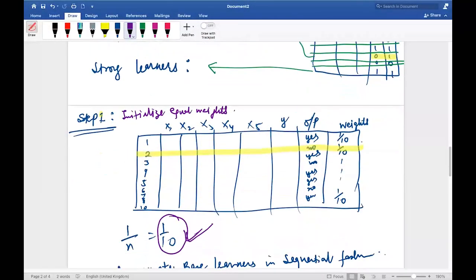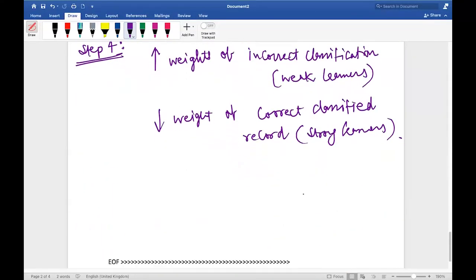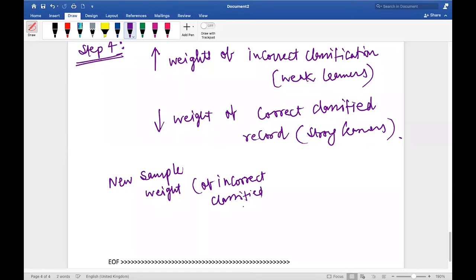So in the next iteration, all the strong learners' weights will be decreased and the updated weight of this weak learner will increase. How? I'm coming to that. Now, the new sample weight of incorrectly classified rows, or weak learner, is given by the old weight into e raised to the power performance of the stump.